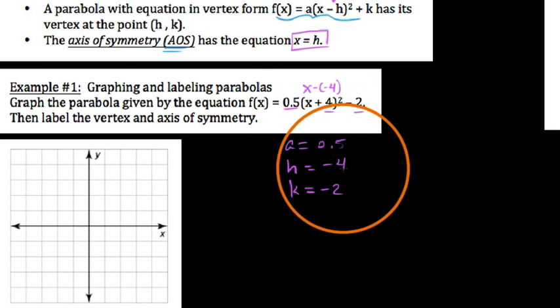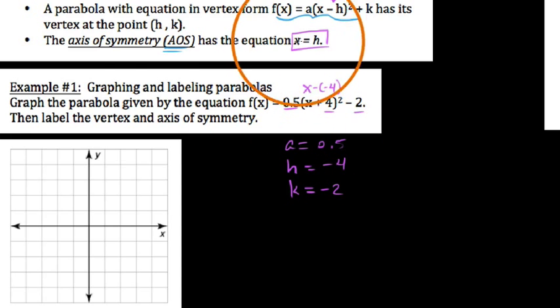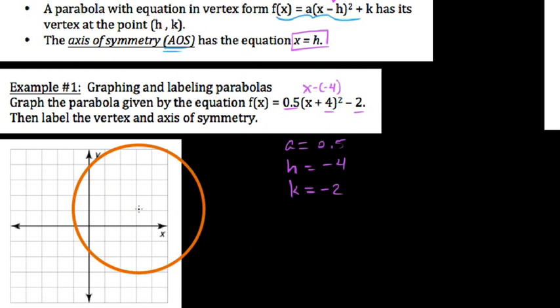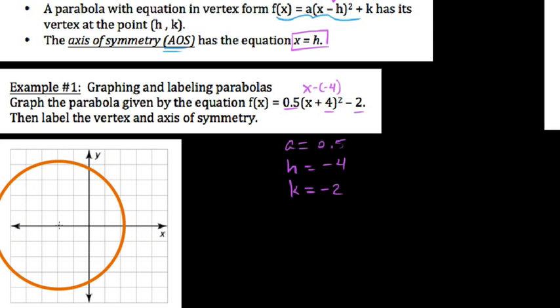Because h and k give us the coordinates of our vertex, (h, k), we can just shift left 4 and down 2 from the origin. 1, 2, 3, 4, and then down 2. We'll draw a dot right here. So this is going to be our vertex.